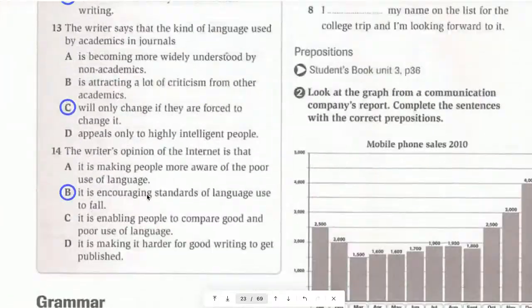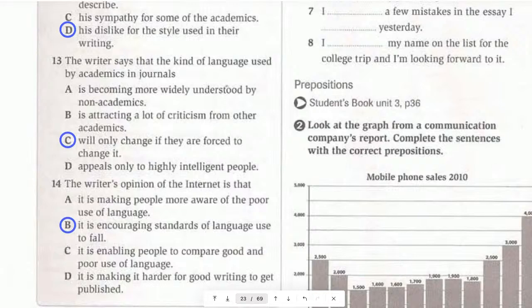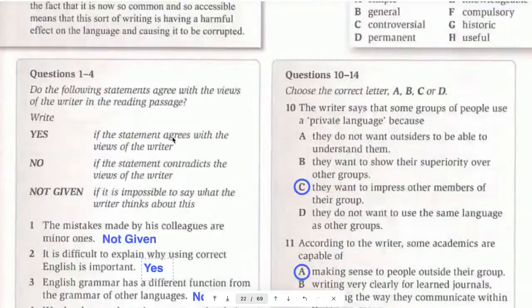That one? The kind of language used by academics in journals will only change if they are forced to change it. I want to see the information like the language will only be changed if they are forced to change it. Where?